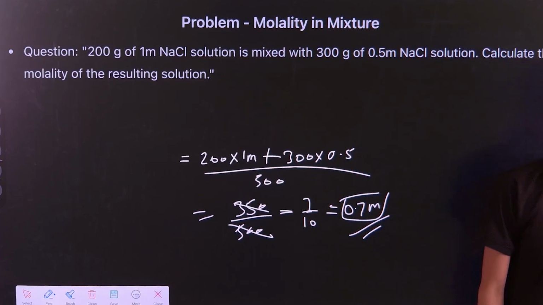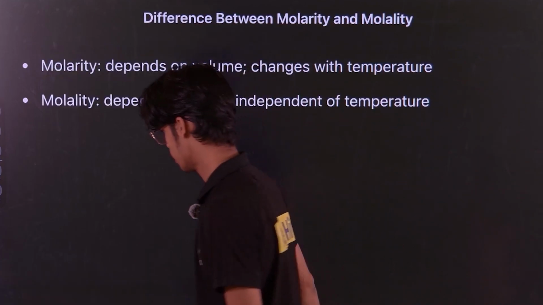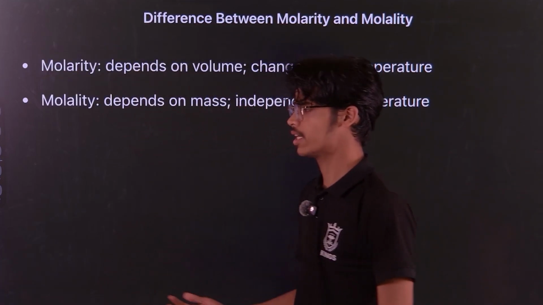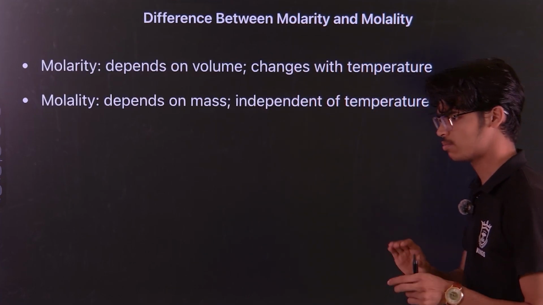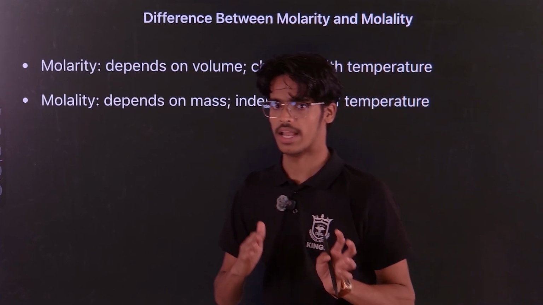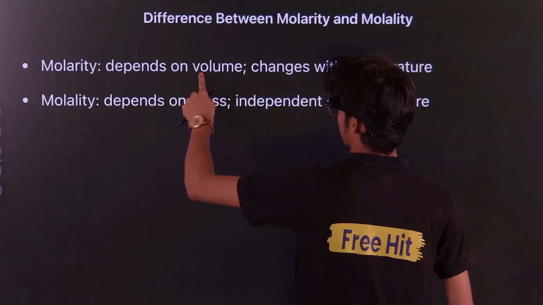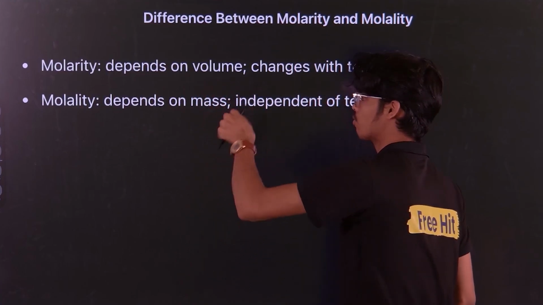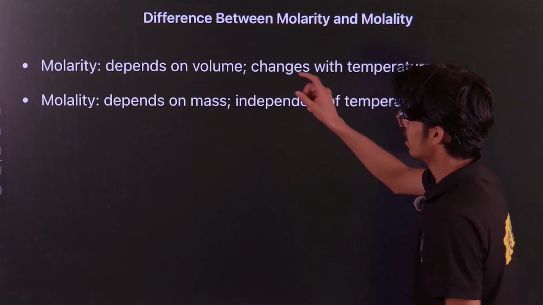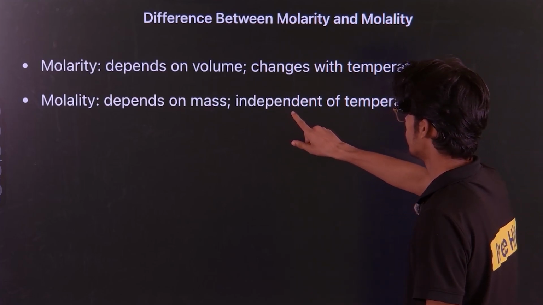Okay, let's see some differences. That was very easy. So just understanding the concept is not very tough. Now, the difference between molarity and molality. So what is molarity and what is molality? Molarity depends upon volume, but molality doesn't depend on volume, it depends upon mass. Molarity changes with the temperature, and molality is independent of temperature.